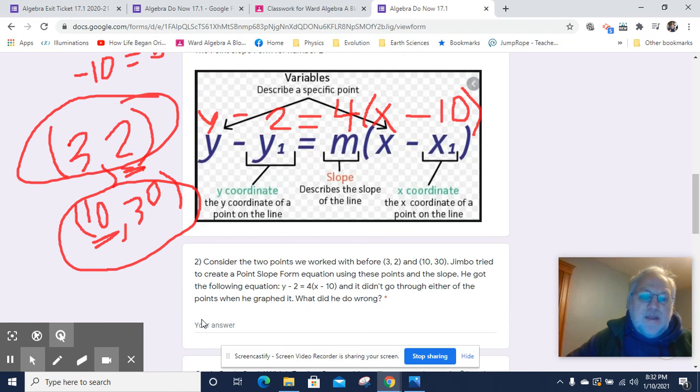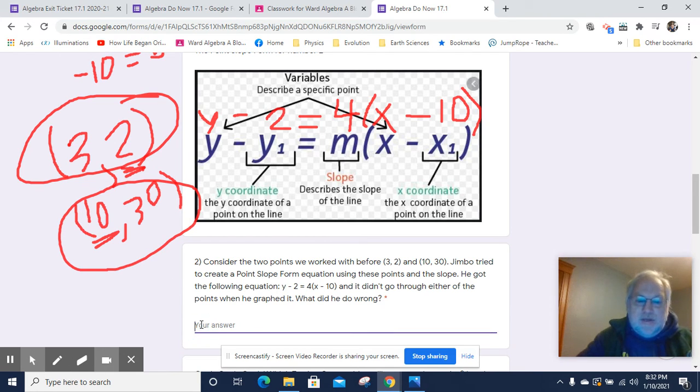So if he wanted to actually get the equation to work, he needed to do this. He needed to do y minus 2 equals 4 times x minus 3. Or he could have done it this way, y minus 30 equals 4 times x minus 10. And you might notice that the 3, 2 values, the 3 and 2 from the first point are right here in the equation. And here, 10 and 30 are in this equation.